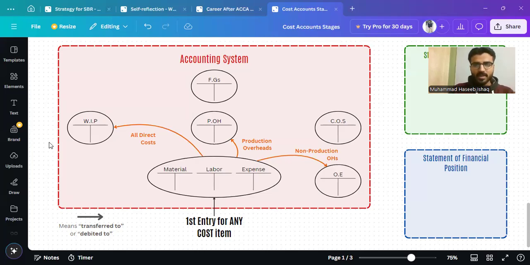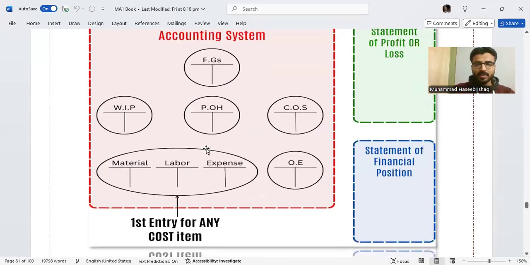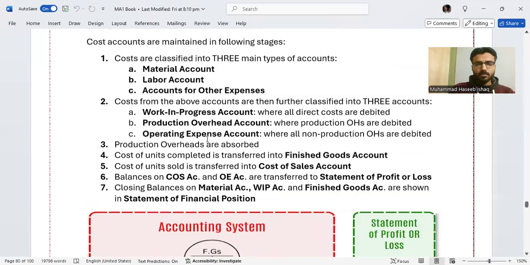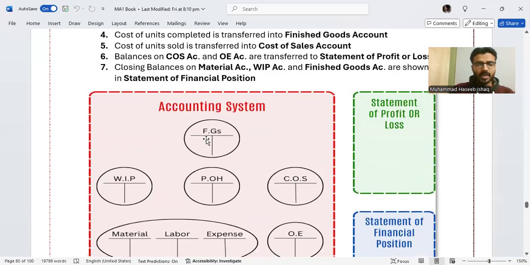This is the reason that I have included this diagram here. You can create this diagram, these arrows, by yourself. It will greatly help you in learning this concept. So this was the second stage. In this lecture, we will also be covering the second stage only.